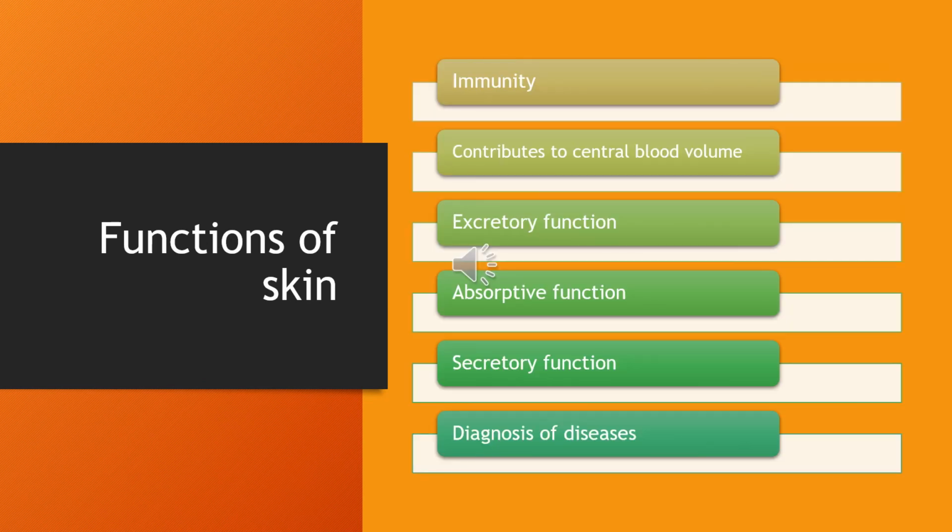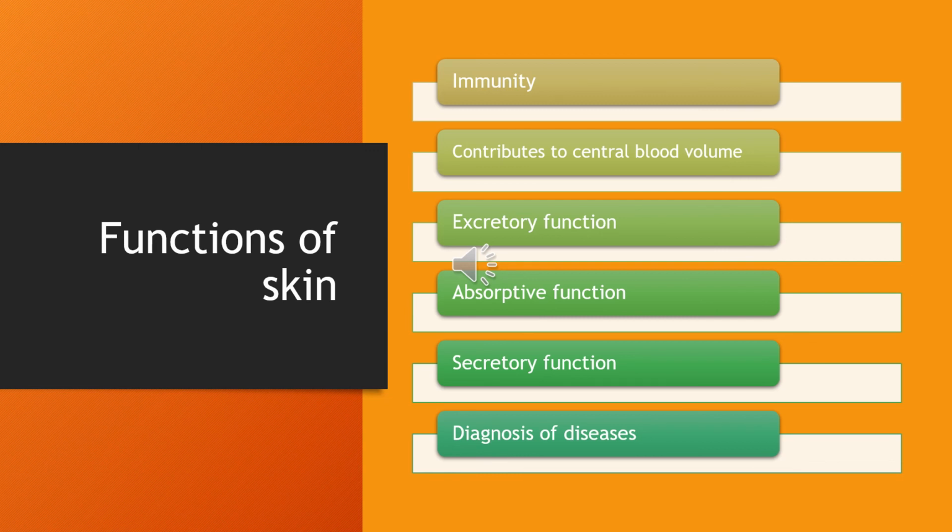Next function is the role of skin in non-specific or innate immunity. The keratinized stratum corneum, beta defensins, lysozyme, and Langerhans cells in the epidermis all have a role in maintaining the non-specific or innate immunity of the body. Next is the role of skin as a central blood reservoir. The cutaneous vascular bed can accommodate a considerable quantity of blood, and hence, in case of emergencies, by the constriction of cutaneous blood vessels, the blood can be diverted to vital organs, and thus it can act as a central blood reservoir.